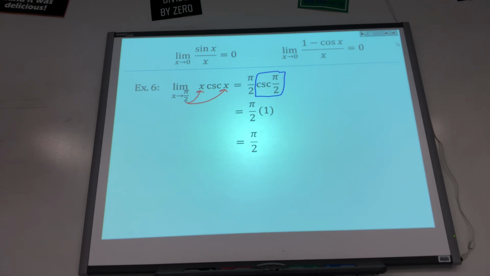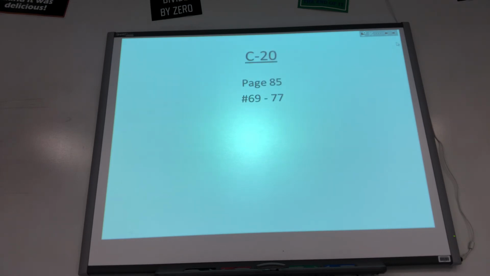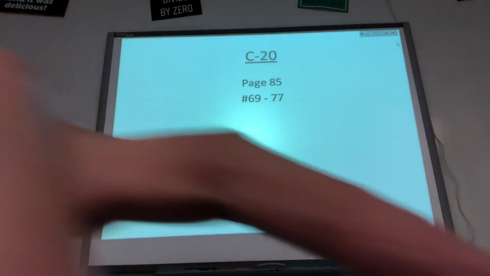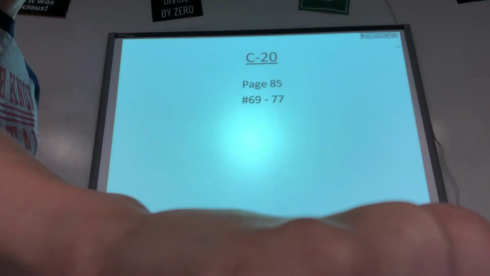All right. I'm going to put the assignment up here. This should be C20 by now from page 85. We're doing 69 to 77.